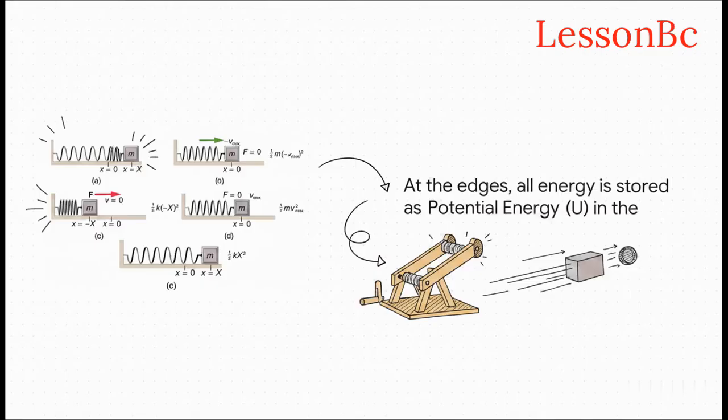Okay, so at the absolute edges of the swing, the mass stops dead for a fraction of a second. At that moment, its kinetic energy, the energy of motion, is zero. All the energy in the system is now stored in that stretched or compressed spring. We call that potential energy. It's just stored up energy, ready and waiting to be released. Think of it like a pulled back slingshot.